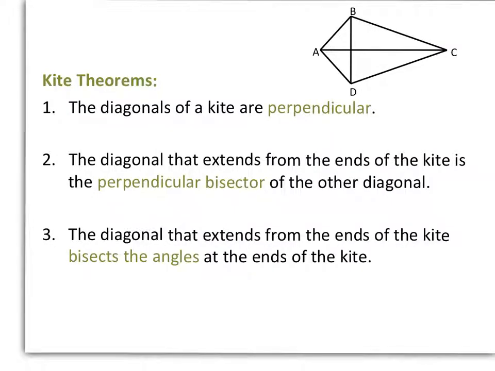Alright, now we're going to look at kites. There are 3 kite theorems. The first one says the diagonals of a kite are perpendicular. So that means we form 90-degree angles in the center.